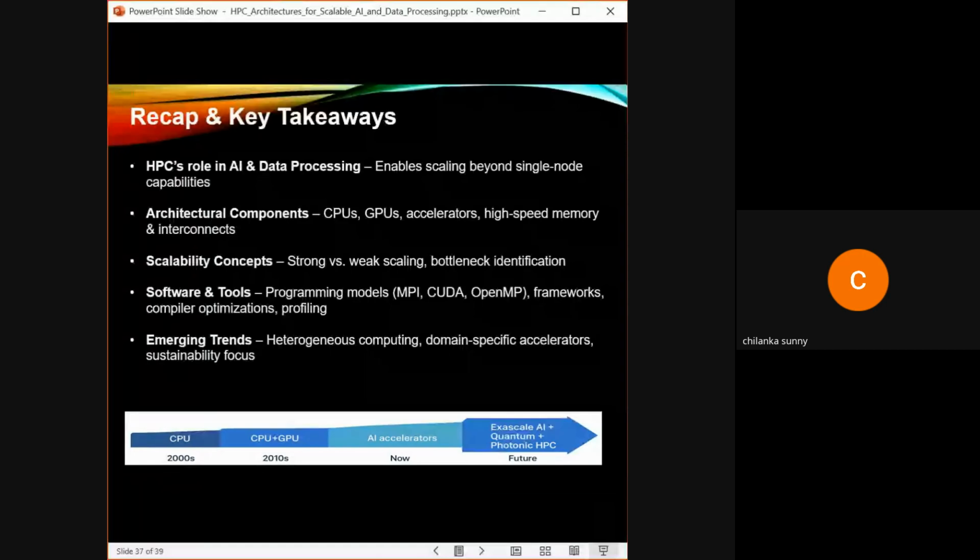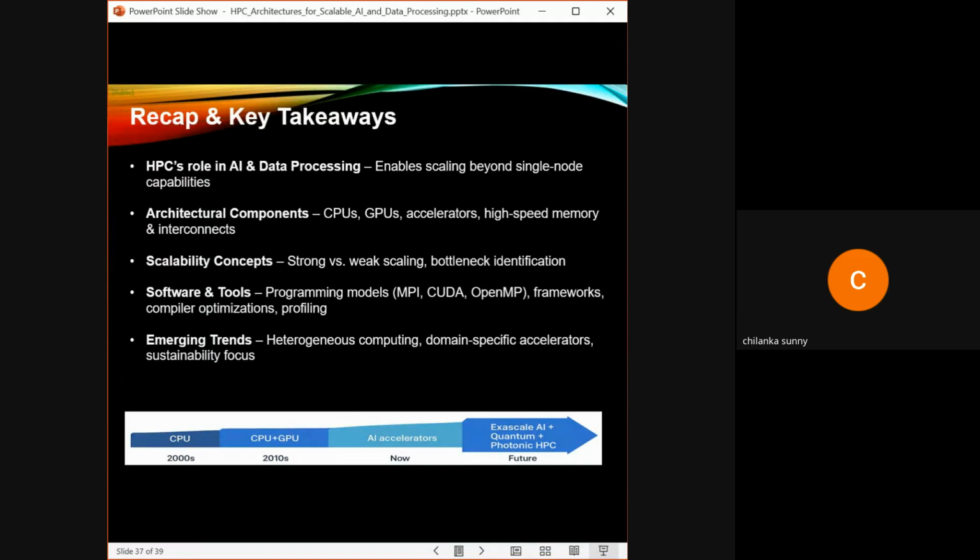So we have seen that HPC plays a critical role in AI and data processing, enabling workloads to scale well beyond single node limits. The key architectural components include CPUs, GPUs, specialized accelerators, high-speed memory, and interconnects, all of which contribute to performance. We have seen important scalability concepts like strong and weak scaling and how to identify the performance bottleneck. And on the software side, programming models such as MPI and CUDA, along with distributed frameworks and compiler optimizations, allow us to make the most out of the hardware.